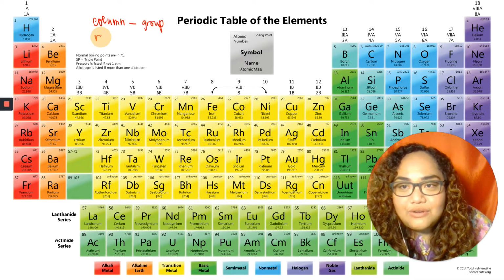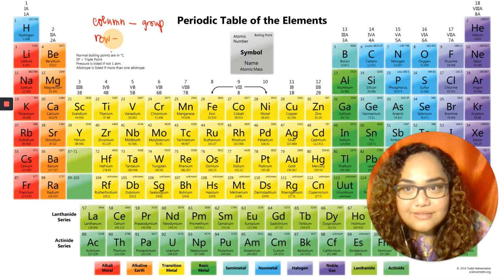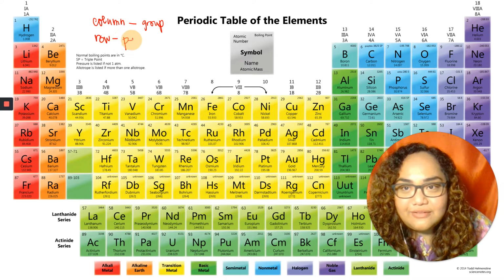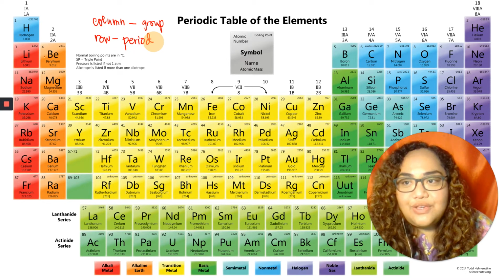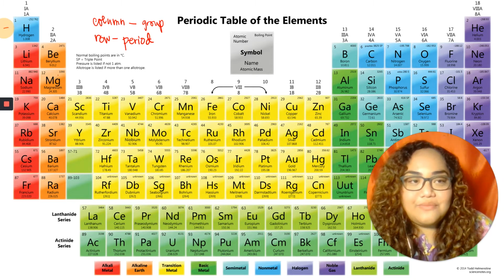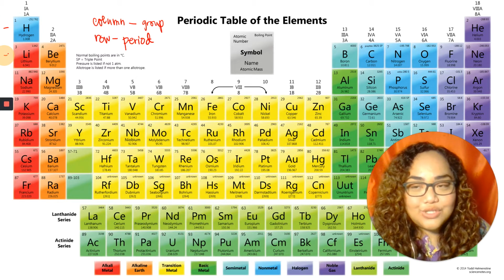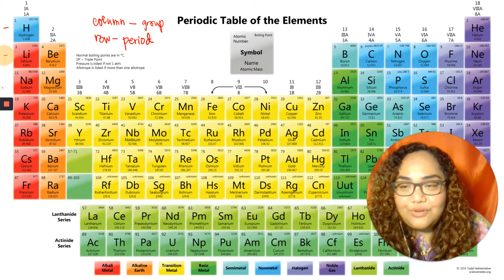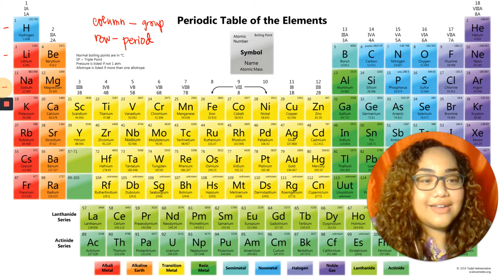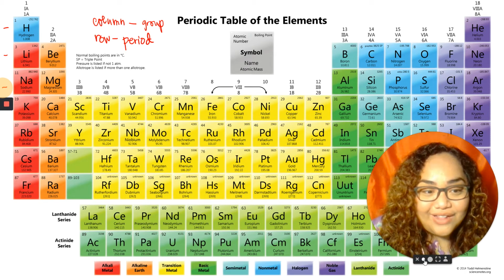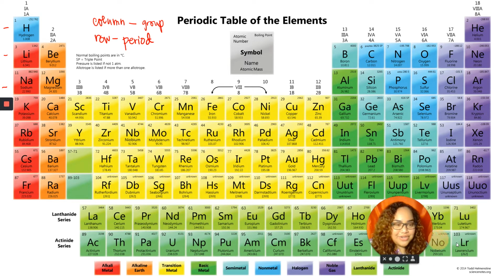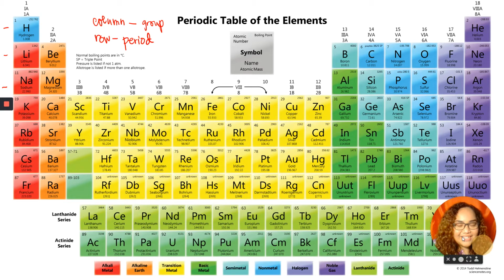Now, each row is a period. So you have period 1 from hydrogen to helium. Period 2 would be lithium to neon. Period 3 would be sodium to argon, and so on. So it just follows. I'm going to transfer my face right here.